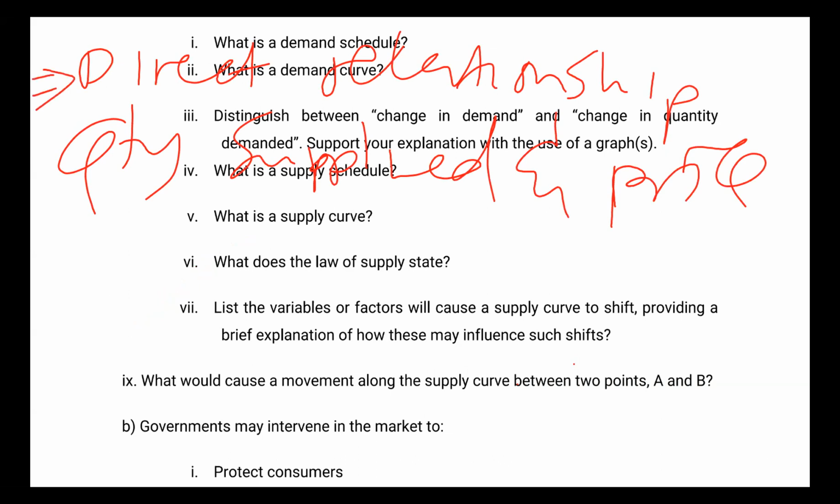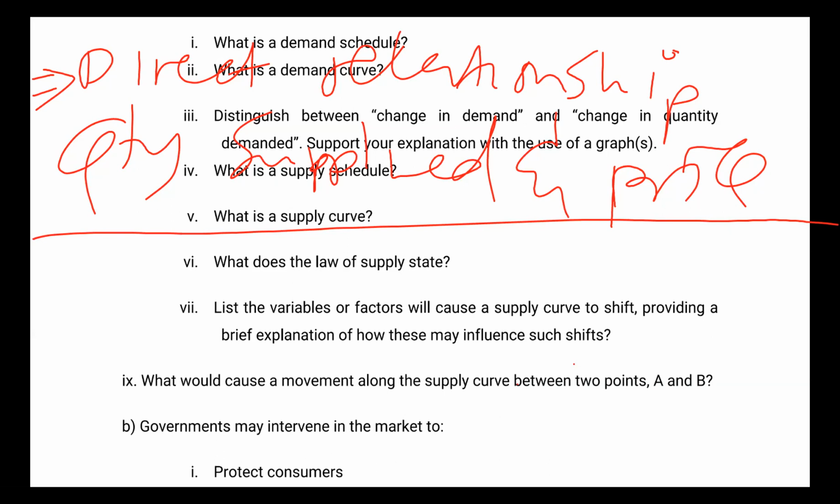Bajobi. The law of supply states that, are you able to hear me, sir? Yes, we are able to hear you. It states that the higher the price, the higher the quantity supplied. Oh, thank you. I like that one. The higher the price, the higher the quantity supplied. Thank you. Any other way of putting it?